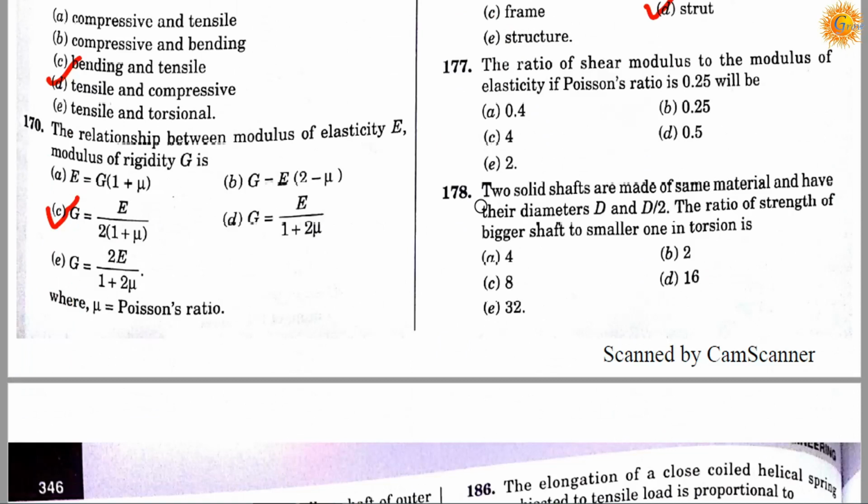Question number 177. The ratio of shear modulus to the modulus of elasticity if Poisson's ratio is 0.25 will be option A 0.4, option B is 0.25, option C is 4, option D is 0.5, option E is 2. Correct answer is A, it will be 0.4.